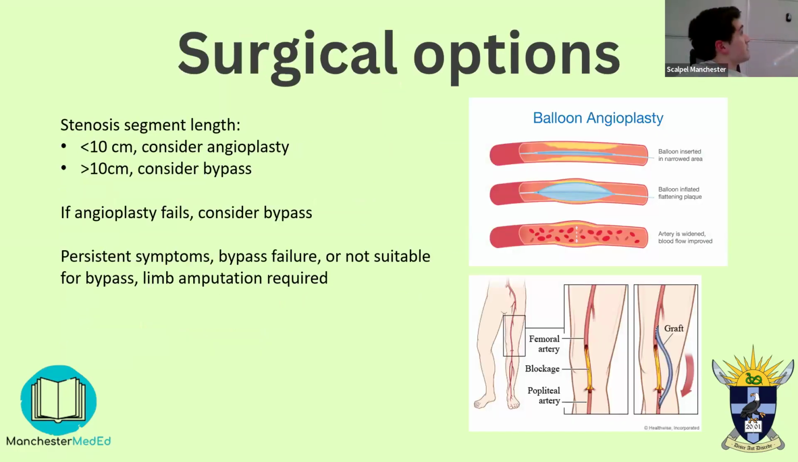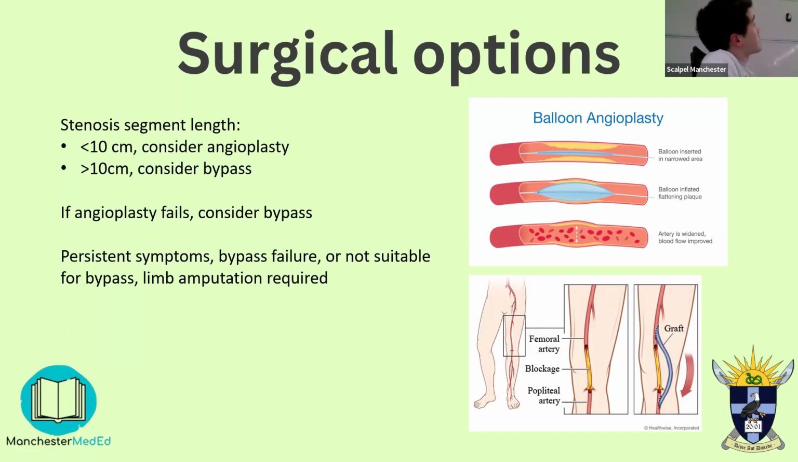So if conservative management's failed, so exercise, weight loss, etc., has failed, the first thing you'd want to do would be angioplasty because it's the least invasive, most cost effective, short hospital stay, very small physiological hit. So this is just going in with a wire with a balloon on it, expanding the balloon. The balloon expands the artery, pushes the plaque back, increases blood flow. But you can't always do that.